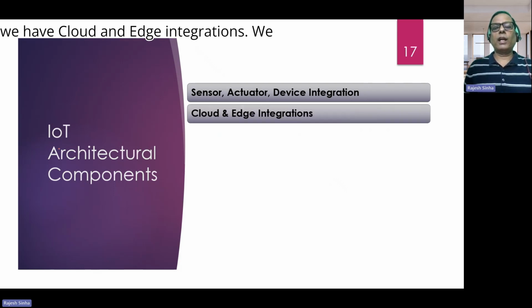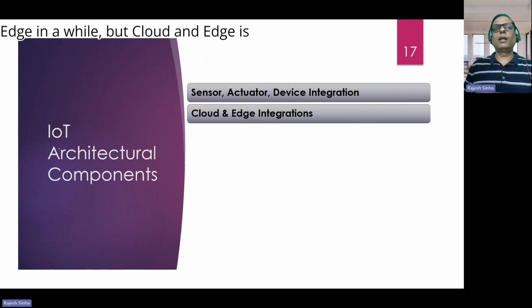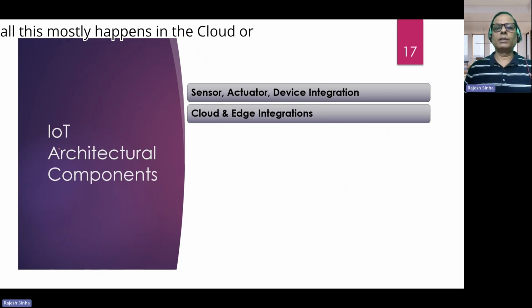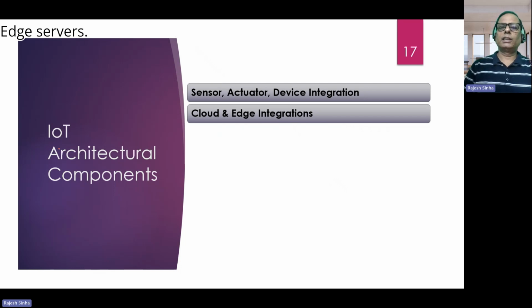Then we have cloud and edge integrations. We will go a little deeper into cloud and edge in a while. But cloud and edge is your backend processing engine where all this data which is getting collected needs to be stored, needs to be processed, needs to be analyzed. And all this mostly happens in the cloud or edge servers.